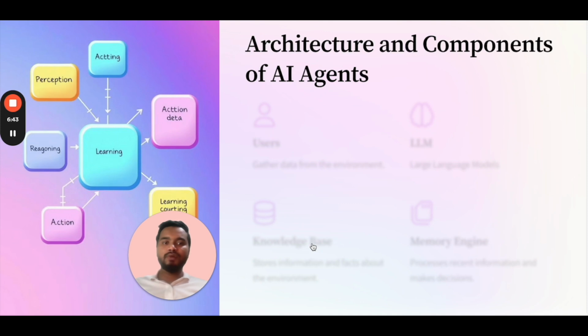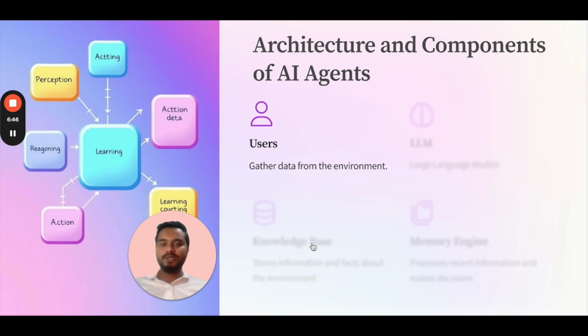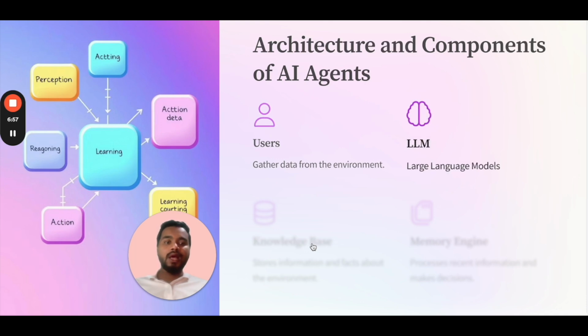Let's look at a few components of AI agents. First is users. Like I said, they need some initial knowledge to start with. They gather that from the environment, nothing but the users. LLMs, large language models: you must have heard about these language models, right? ChatGPT is utilizing LLMs. ChatGPT is a wrapper written on top of LLMs. When you talk with ChatGPT, a request is sent to an LLM in the backend. The LLM processes that information and gives it back to us.